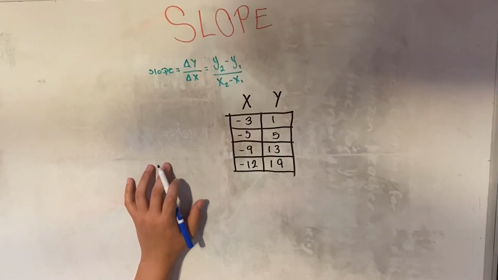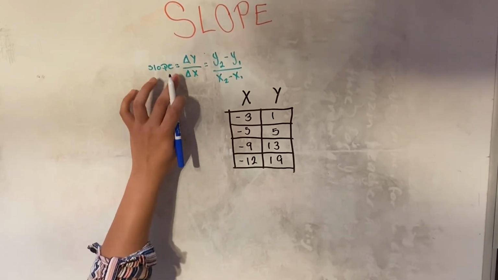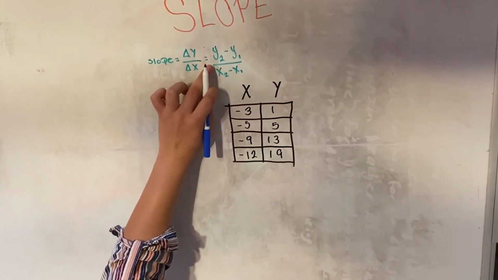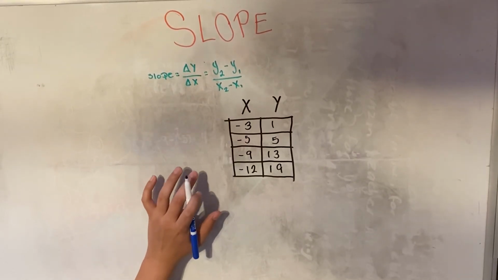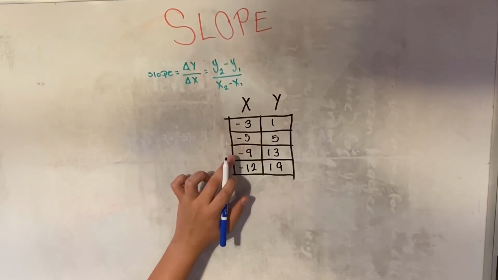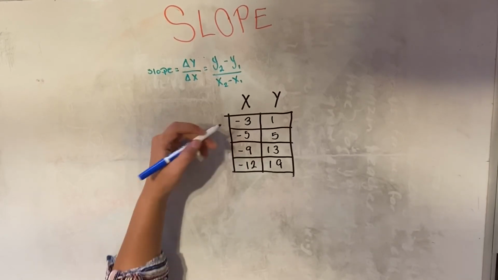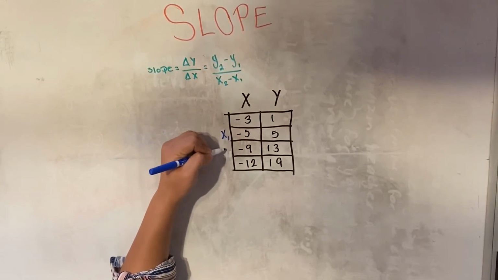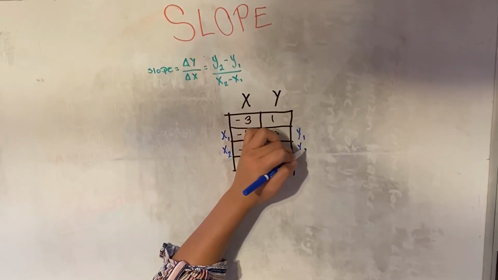Alright guys, in this last example, I'm going to show you how to find slope in a table. So we know slope equals delta y over delta x, which also means y2 minus y1 over x2 minus x1. So first we need to get 2 points, which are -5, 5 and -9, 13. So this is going to be our x1 and this will be our x2, and this is going to be our y1 and this will be our y2.